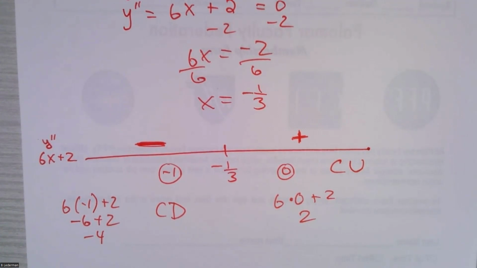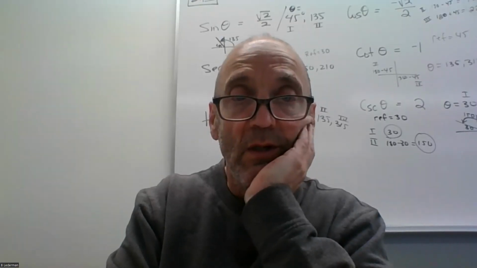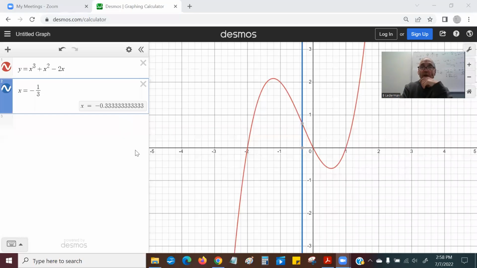How do I do this? I'm going to switch cameras, and I'm going to share my screen. And here we go. I typed this function into Desmos, and I got the red curve. Then after I did the calculus problem, I typed in x equals negative 1/3, and we see that point right there is the point of inflection, or POI, as we say in the biz.